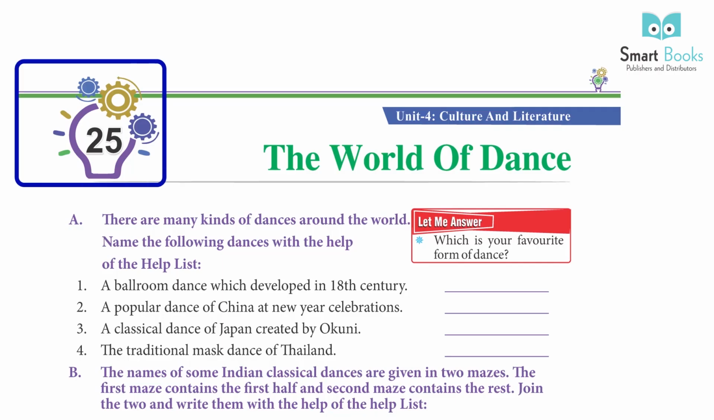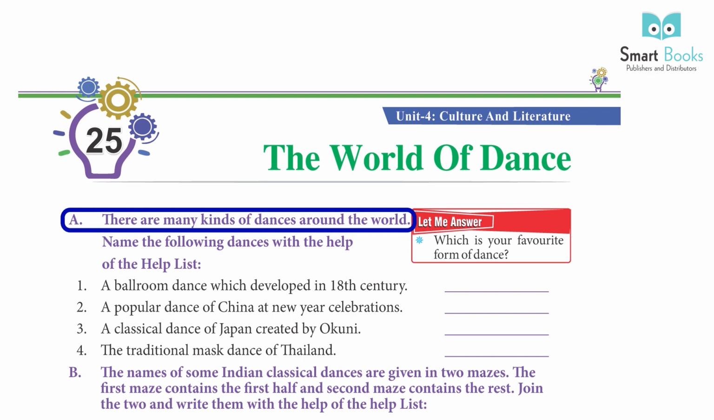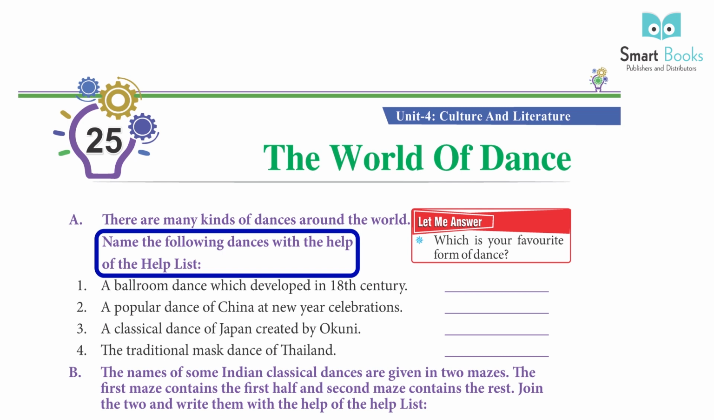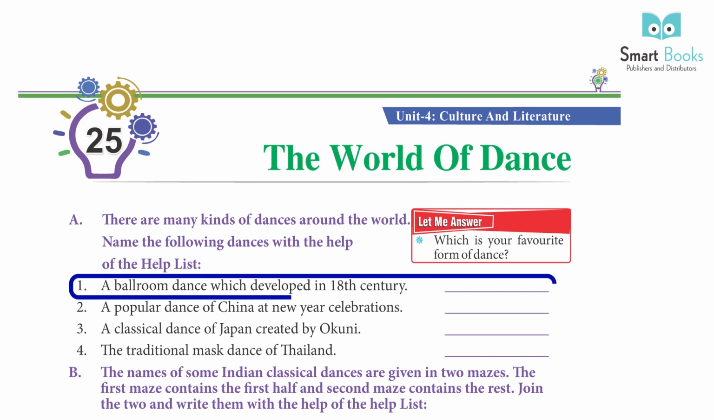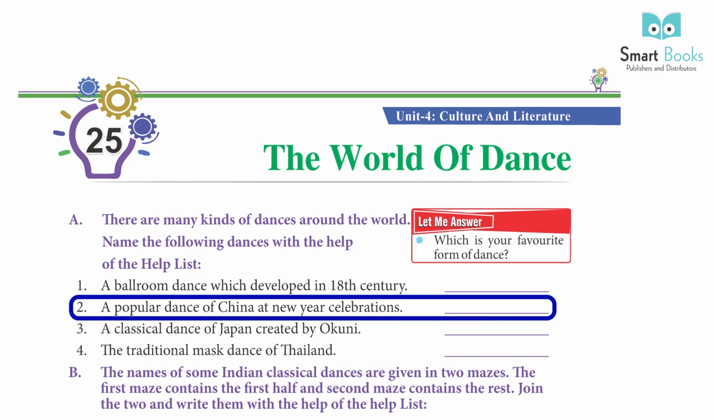Chapter 25. The World of Dance. A. There are many kinds of dances around the world. Name the following dances with the help of the help list. 1. A ballroom dance which developed in the 18th century. Waltz. 2. A popular dance of China at New Year celebrations.